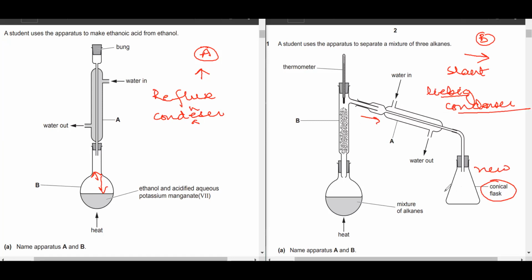So depending on the situation, do we want the liquid to fall back into the same reaction flask? If that is the scenario, we go for a reflux condenser. If we want the vapors to condense and the liquid to fall into a new conical flask, then we go for a Liebig condenser. So there's a special purpose for when we have it in the upright direction and when we have it in the slant direction.